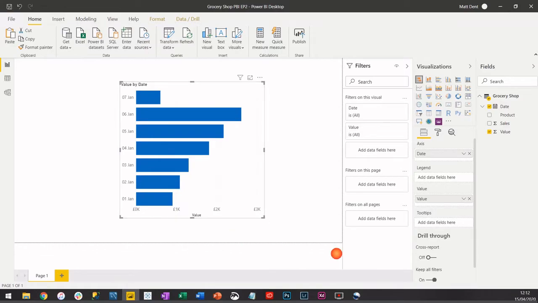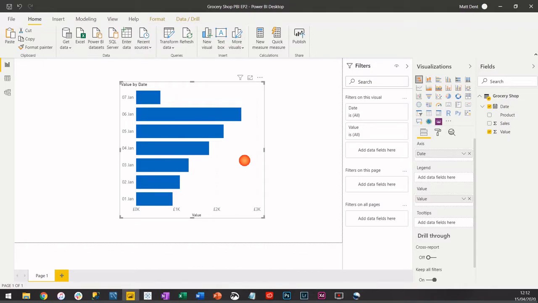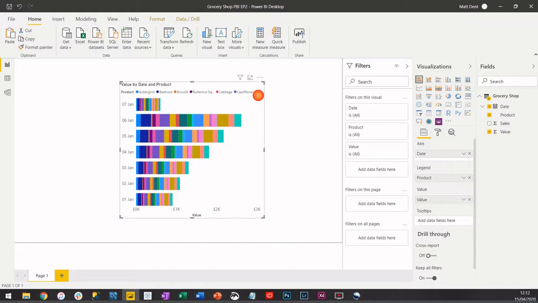Now we can see the value split by our different days, so we can see the 6th of January was our highest value day at £2,610, with the 7th of January having the lowest value income. Now we still want to have this split by product, so I'm going to show you how this visual has additional functionality. If I put product into legend, we can now see how important each different product was on each day.